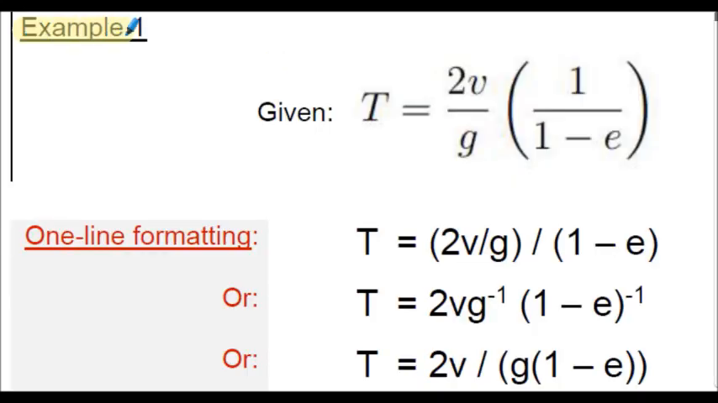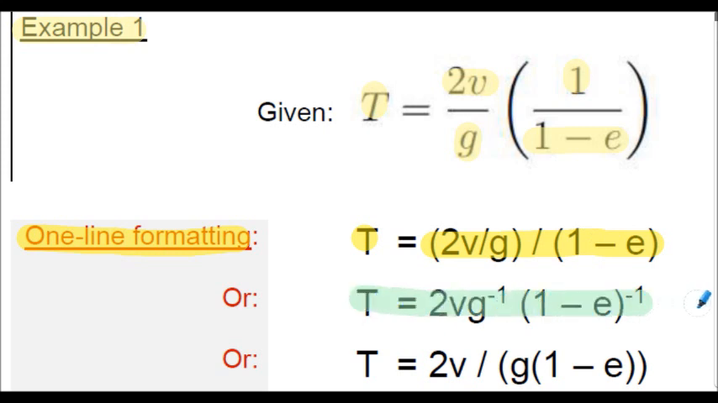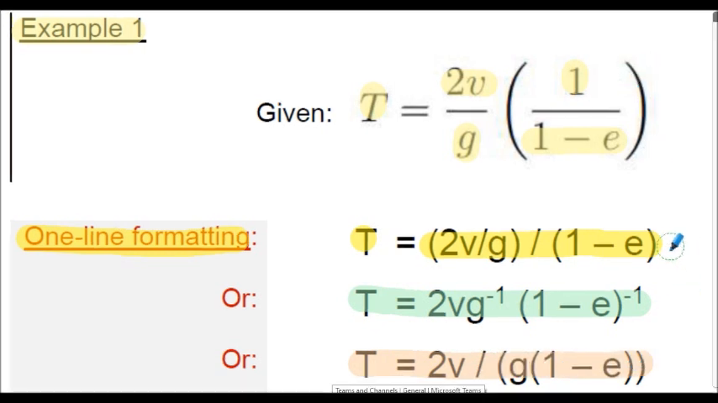So example 1 here shows the equation for t is equal to 2v divided by g, and that's all multiplied by 1 divided by 1 minus e. So obviously we're showing the formula in two lines here, but in terms of one line formatting, we could show the formula for t using this expression, making use of brackets appropriately here. Alternatively, t can be expressed this way, making use of the -1 index, which means reciprocal, or even expressed in this format here. So three different ways here of taking the original equation, which was stated on two lines, and now writing on one line.